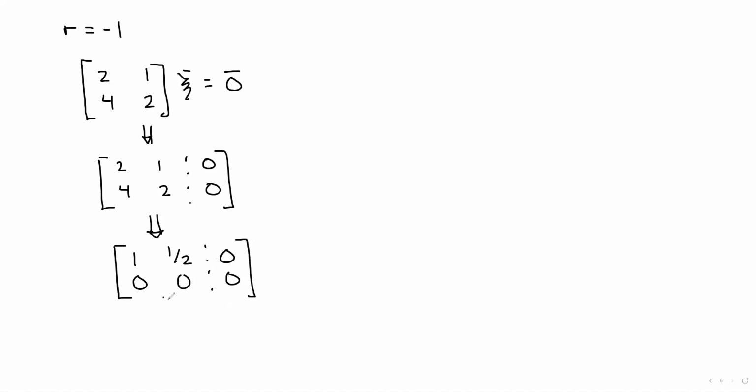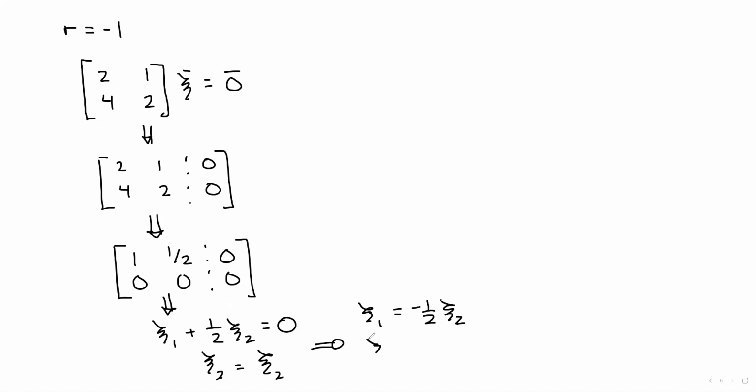All right, and now if we change this back over to our system format, this is going to be xi 1 plus 1/2 xi 2 equals 0. And then we get xi 2 equals xi 2. And this turns into xi 1 equals -1/2 xi 2. And then xi 2, my xi's are getting messier and messier as the video goes on, equals xi 2. And then you could rewrite this. This is xi equals -1/2 1 times xi 2.